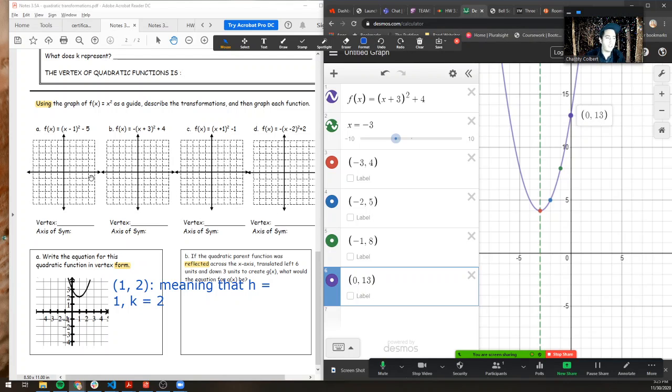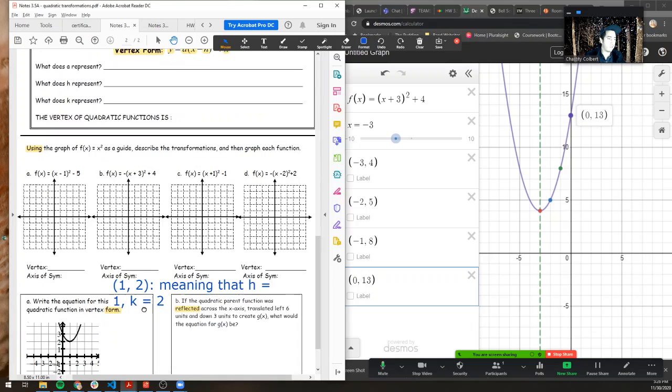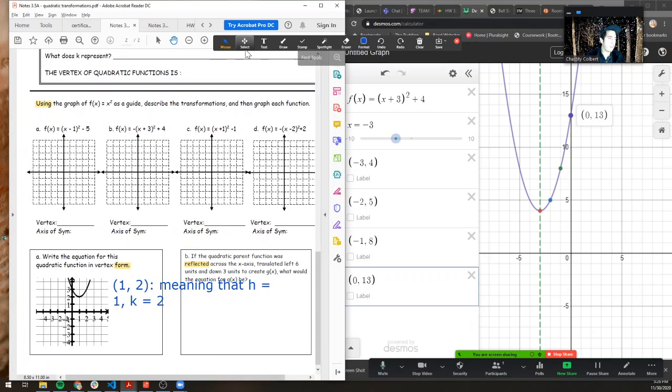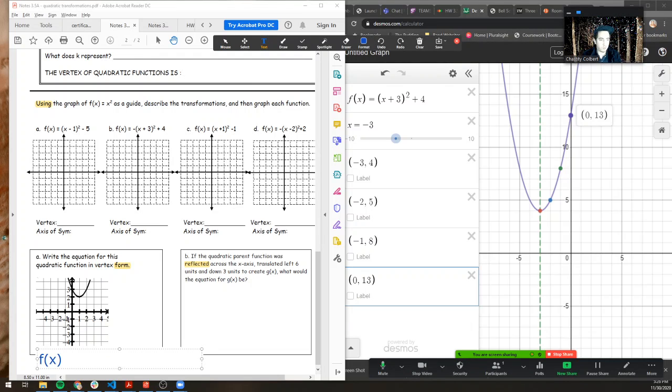So once you know that, if you look at this problem here, it's clearly going over 1, up 1. It's going over 1, up 1. So if you want to know what that equation would be, the a value is 1, so f of x equals, the a value is 1, so I'm not going to put it there, and it's going to be x minus the h value, which is 1, x minus 1, that value squared, and then plus 2.